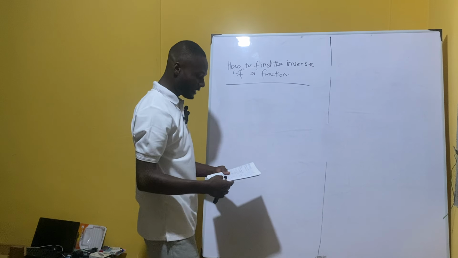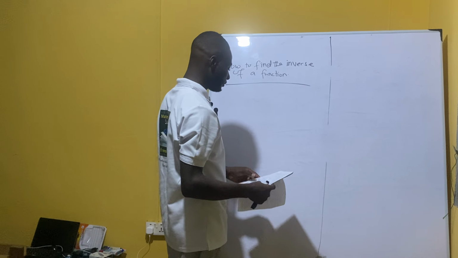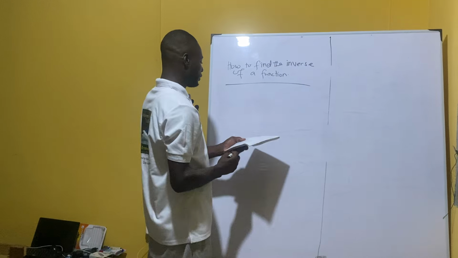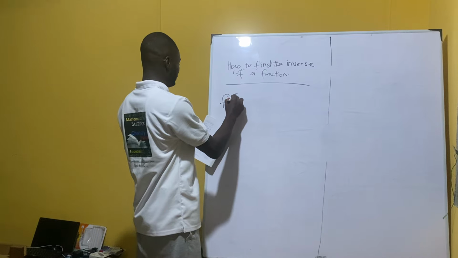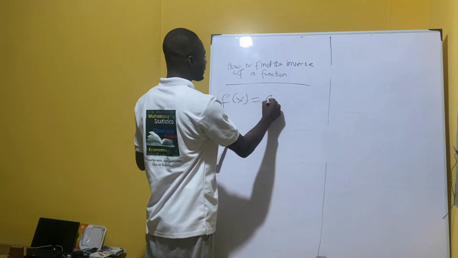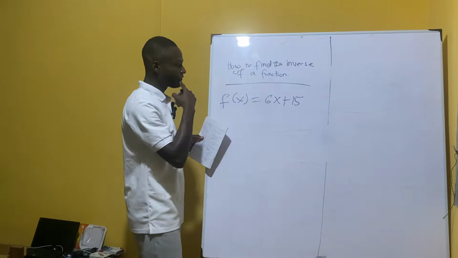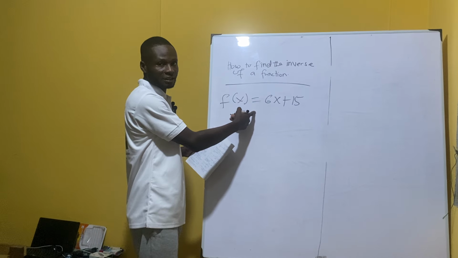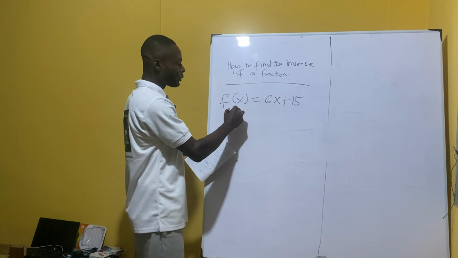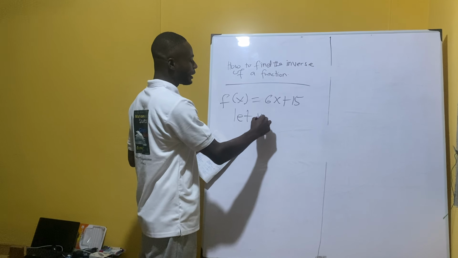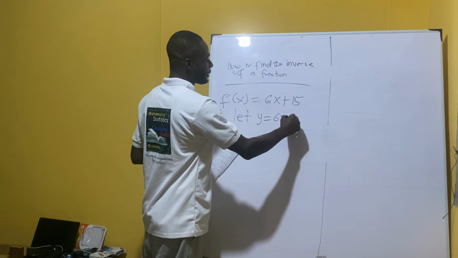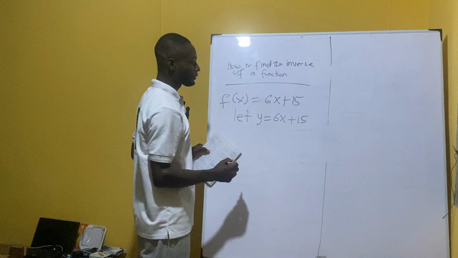On how to find the inverse of a function. So the third problem is 6x plus 15. We want to find the inverse of this particular function. As usual, let y equal 6x plus 15, right?